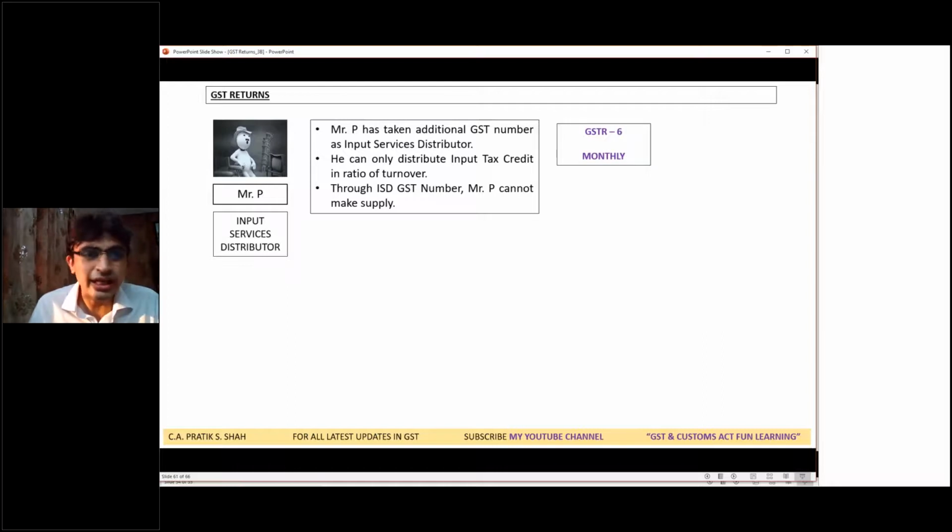What is the due date? Again, objective question. 13th of the subsequent month. All the returns could be asked in exam. GSTR6, 13th of the subsequent month.